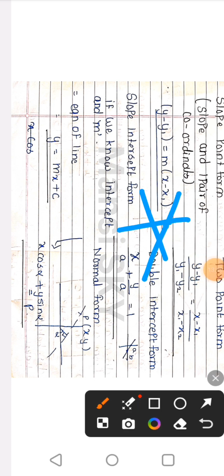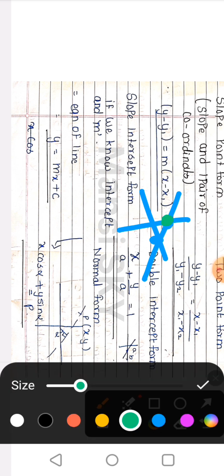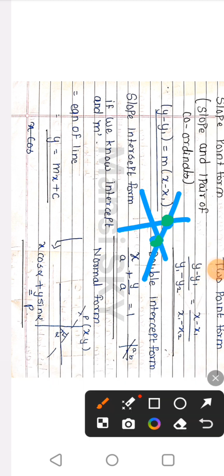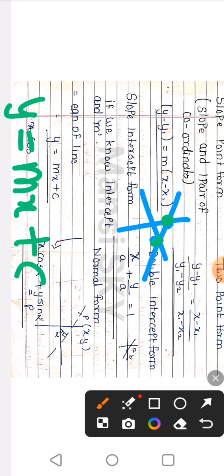Slope intercept form. If we are given the intercept and the slope, what is the intercept? Intercept is the point where the line meets the x-axis or y-axis. See, these are the intercepts. If we have the intercept and the slope, then how do we find the equation of the line? The formula becomes y is equal to mx plus c. What is this c? C is nothing but the intercept.